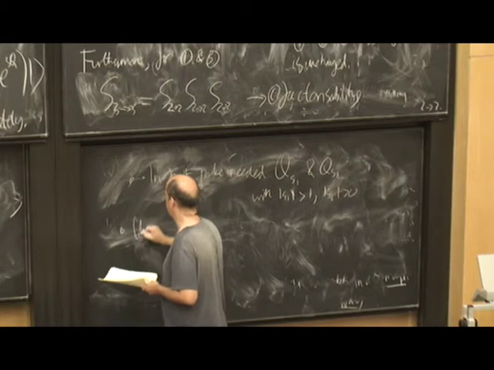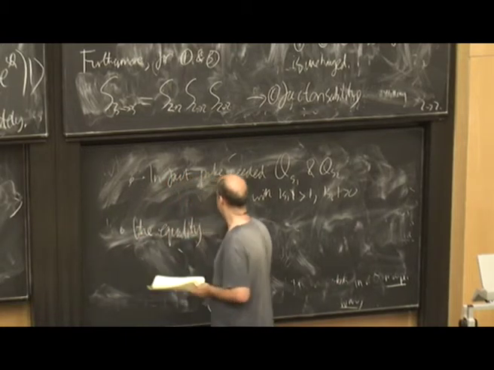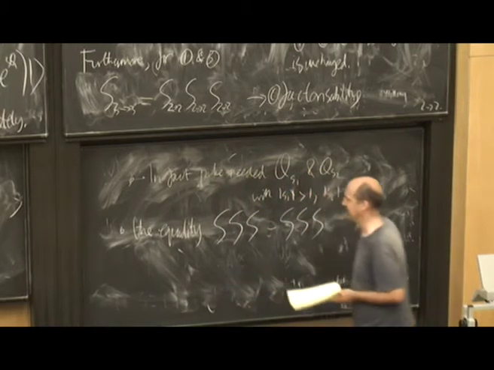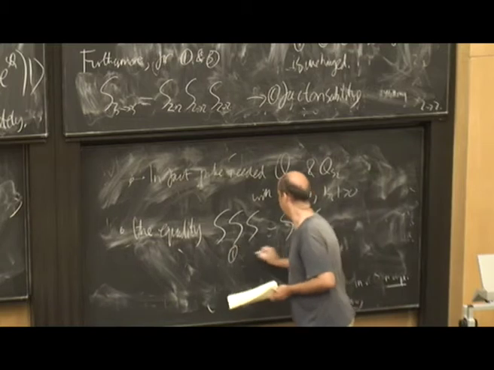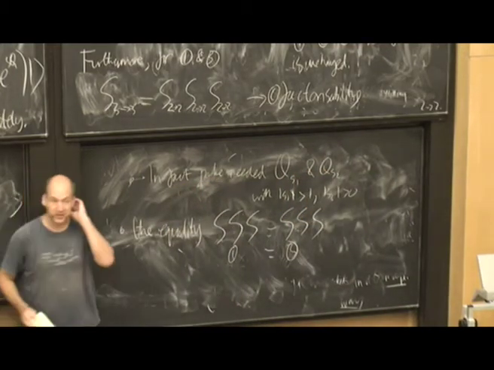Second comment is that the equality, which in quotes looks like S times S times S is equal to S times S times S, from 1 being equal to 3 in these two diagrams, is in general non-trivial.